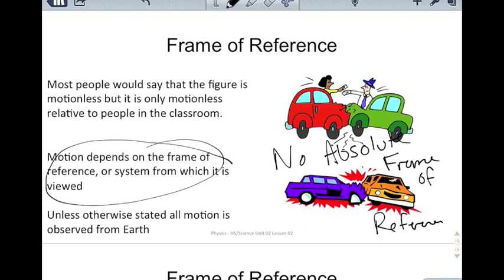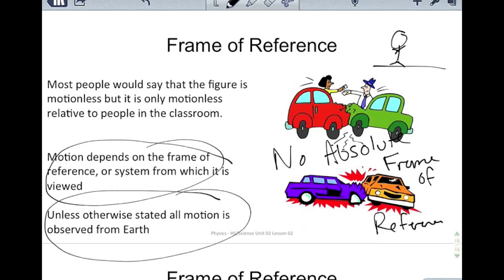Now, unless otherwise stated in a problem, we're going to assume that all motion is observed from Earth. So in other words, when you're standing still, we're going to say, yeah, you're standing still. We're not going to take into account the motion of the Earth spinning or revolving or anything like that. So unless otherwise stated, you're going to keep what you generally would think of as your frame of reference.